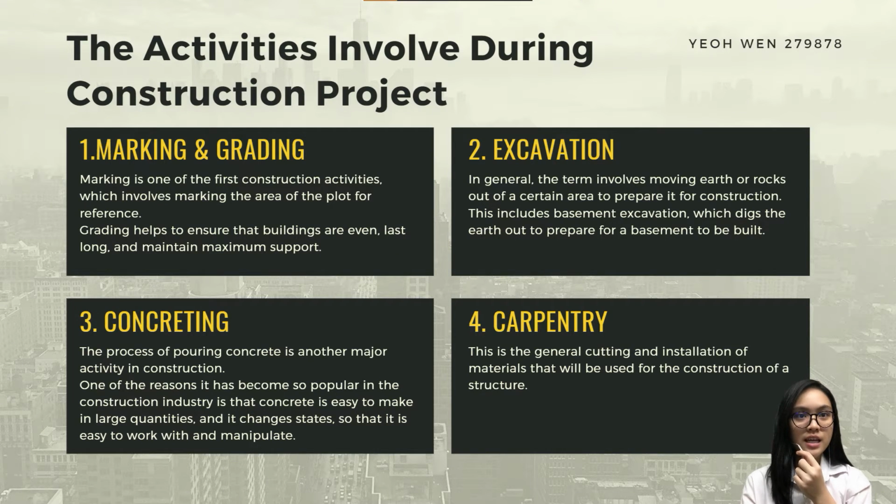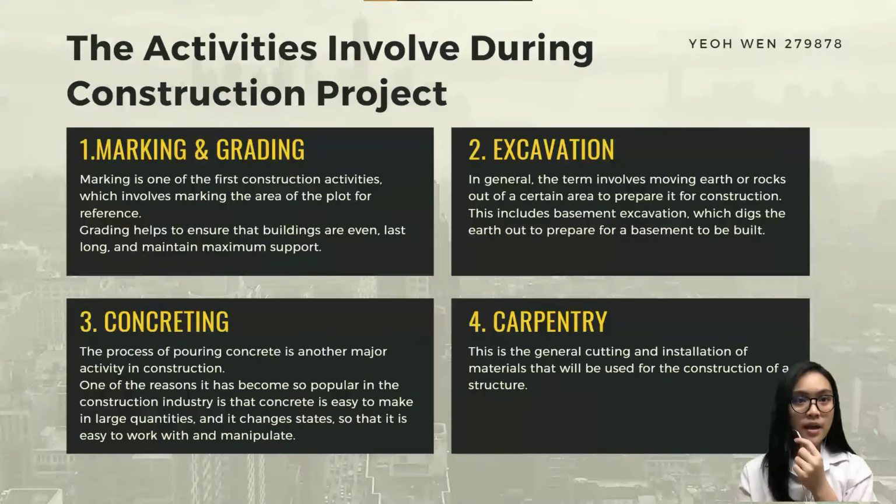The second activity is excavation. This is a fairly broad term. There are several different types of construction activities in excavation. In general, the term involves moving earth or rocks out from a certain area to prepare it for construction. This includes basement excavation, which digs the earth out to prepare for a basement to be built. It also includes mud, rock, and topsoil excavation, all of which include removing the substance from the workspace.